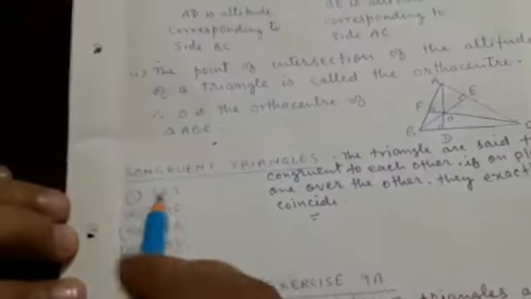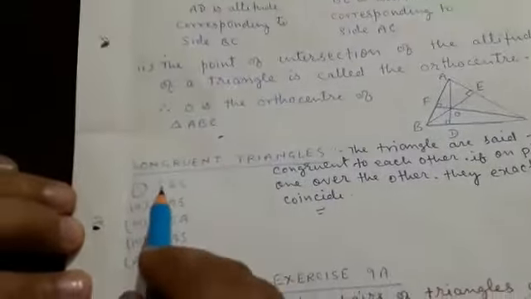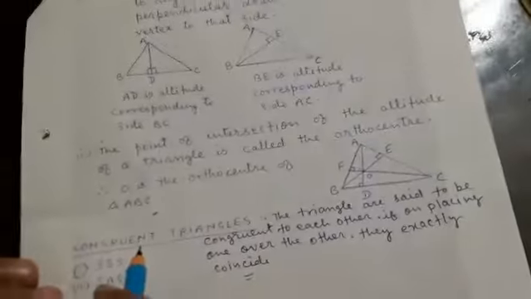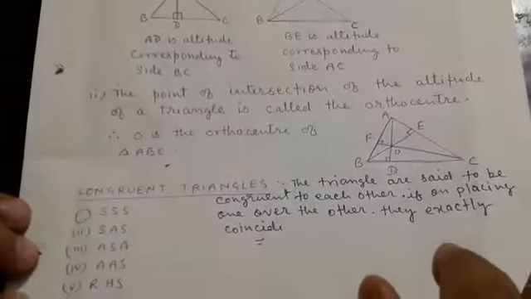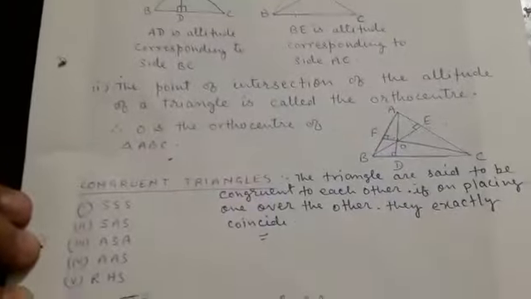Now there are some criteria or rules to make the figures congruent. First, SSS, which is known as side side side. By this we can say that the triangles are congruent. It means if 3 sides of a triangle are equal to the 3 sides of another triangle, then both the triangles will be congruent to each other. Second rule is SAS. It means if 2 sides and the included angle of one triangle are equal to 2 sides and the included angle of another triangle, then both the triangles will be congruent to each other.